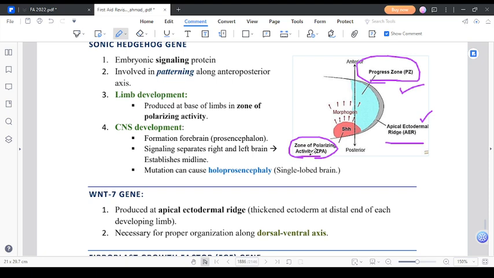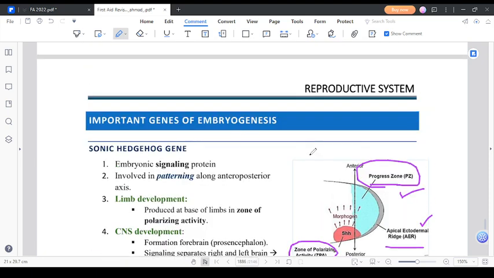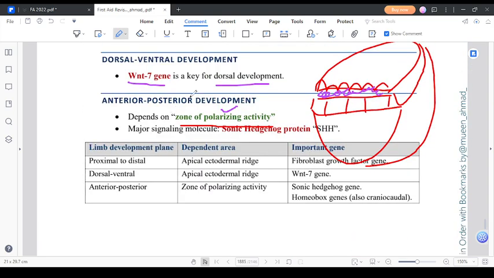Suppose we have two buds for the upper limb and two buds for the lower limb. It is the zone of polarizing activity that will determine that this bud will form the upper limb and the other bud is going to form the lower limb. If we replace the ZPA between the upper limb and the lower limb, the lower limb will start developing in the place of the upper limb due to this zone of polarizing activity. So they have mentioned that anterior posterior development depends on the zone of polarizing activity, and the major signaling molecule is sonic hedgehog protein.